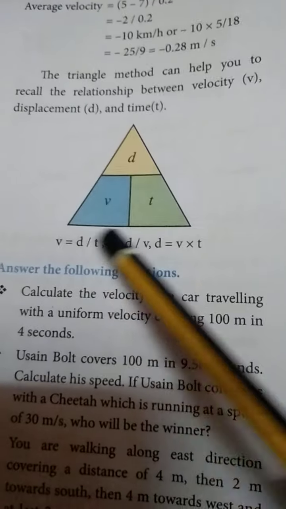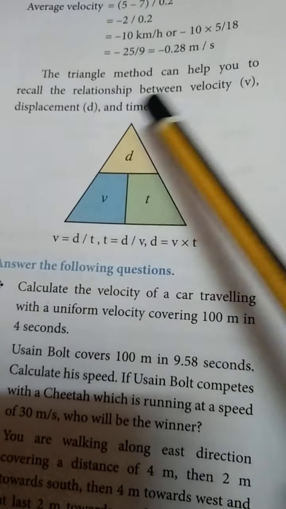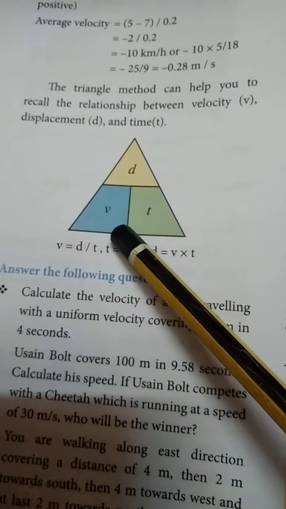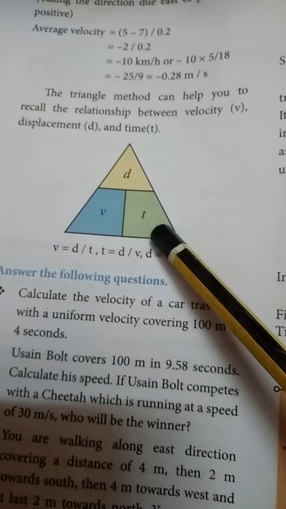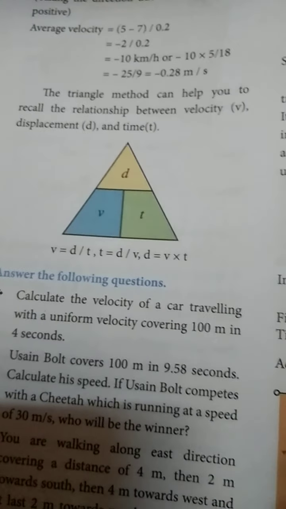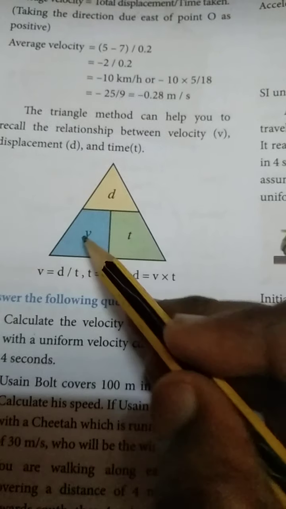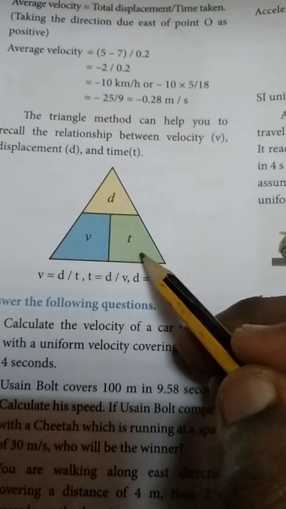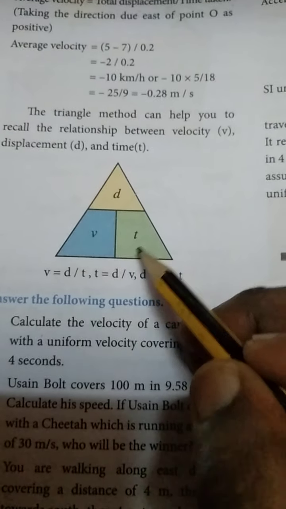This is a triangle for you, to recall the relation between velocity, displacement and time. V for velocity, D for displacement and T for time. So how do you find it? Look at that. If you want to find velocity, it is D divided by T, that is, displacement divided by time taken.